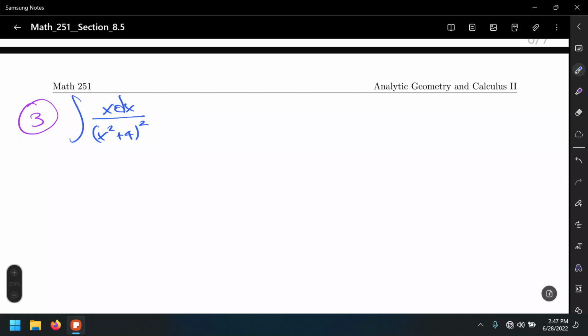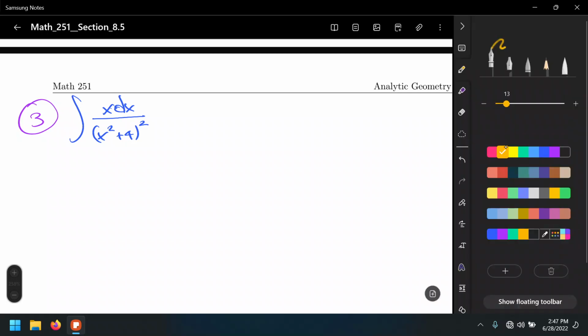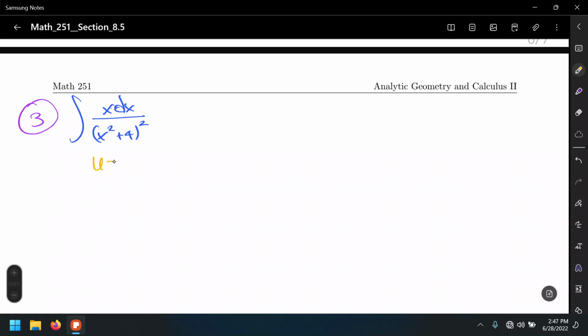Why not? Because u equals x squared, the derivative is 2x. It's very similar to the first integral, except we have a power of 2, but that doesn't matter. That's going to be 1 over u squared. So let's go ahead and set it up. u equals x squared plus 4, du equals 2x dx, so x dx equals 1/2 du.